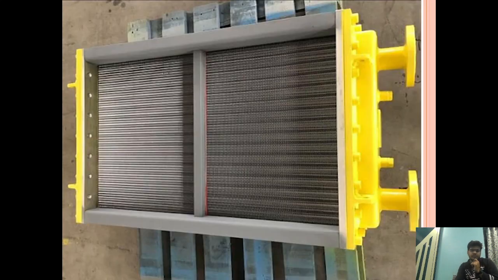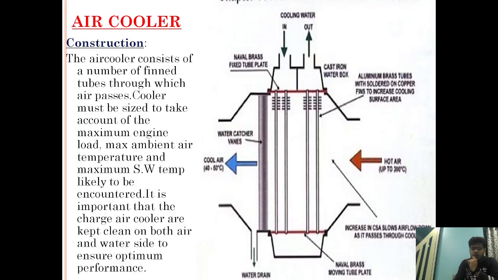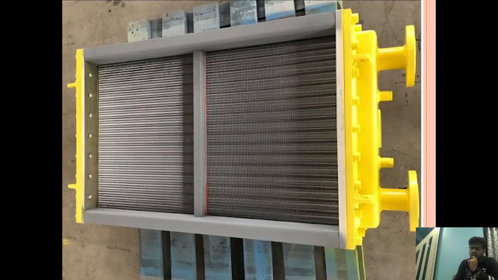Okay. Now this is the arrangement which you can see, what an air cooler looks like. This will be the inlet and this will be the outlet, and after that you can see it is like that. Okay. So I hope you understand how an air cooler is working.